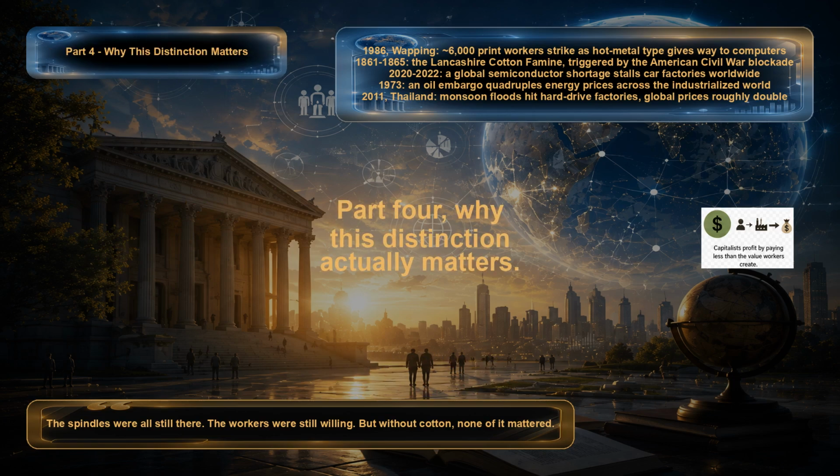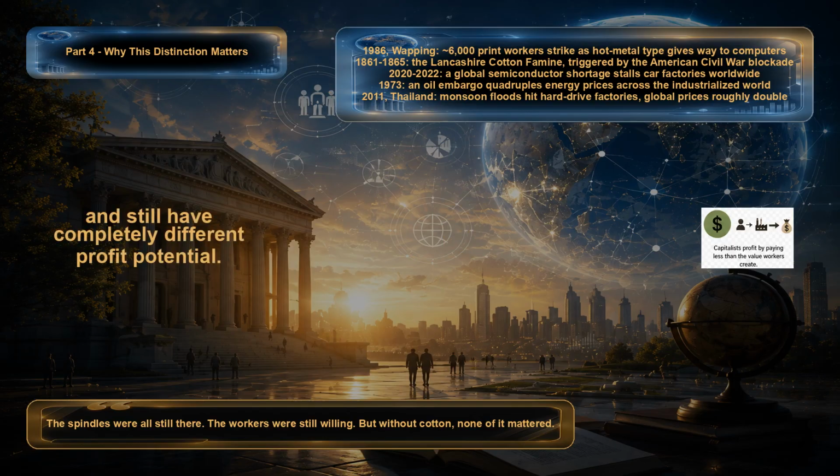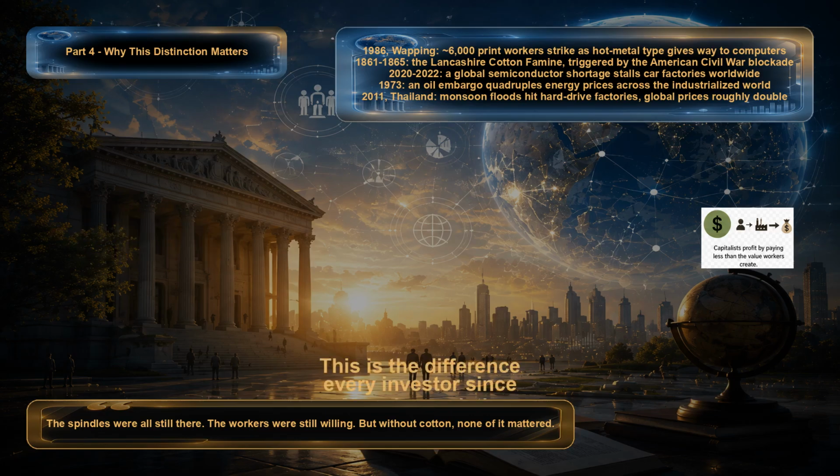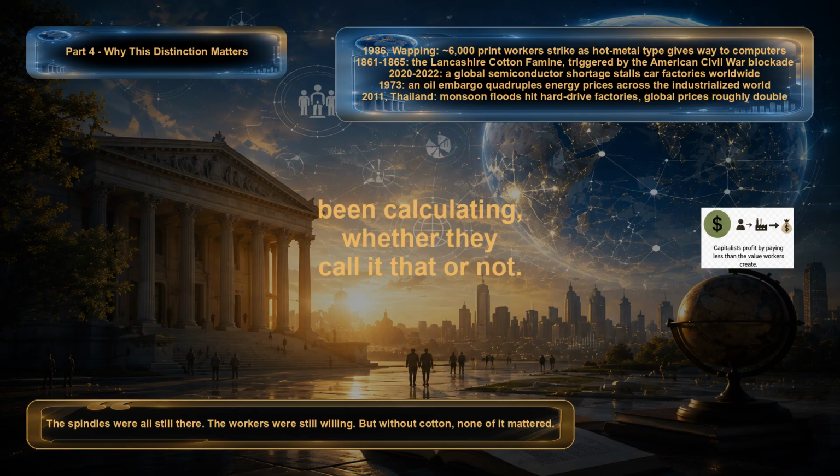Part 4. Why this distinction actually matters. Two companies can spend the exact same amount of money and still have completely different profit potential. This is the difference every investor since Marx has quietly been calculating, whether they call it that or not.